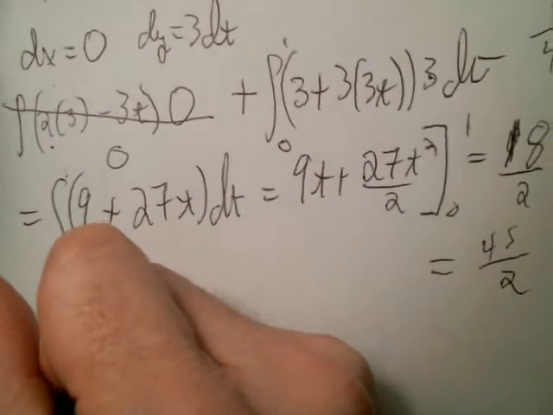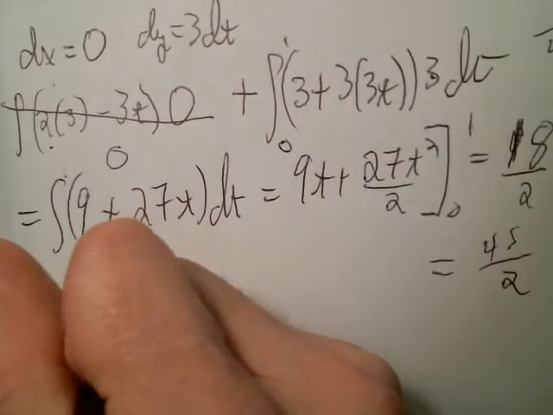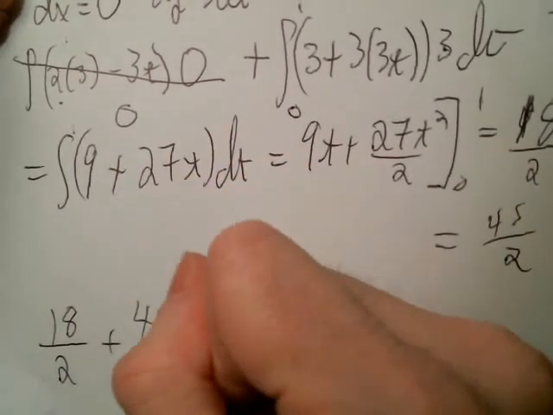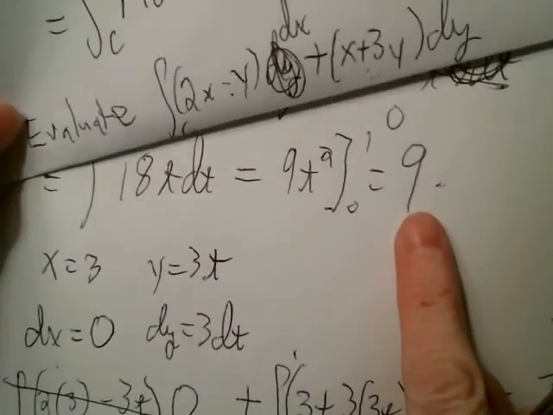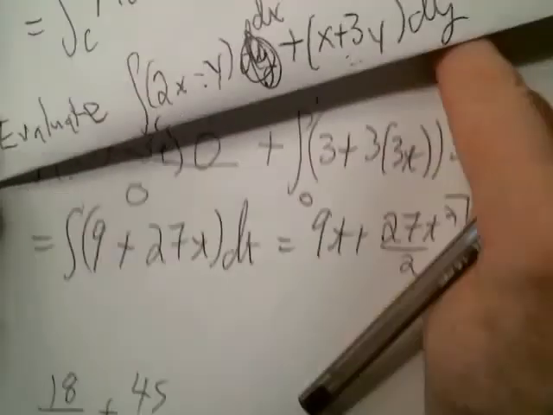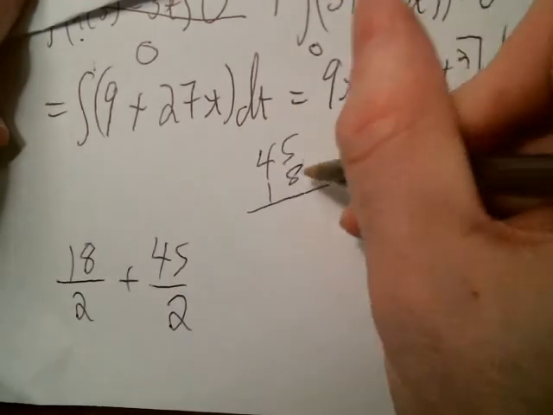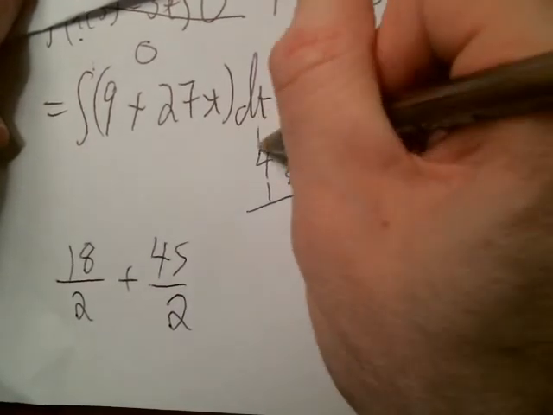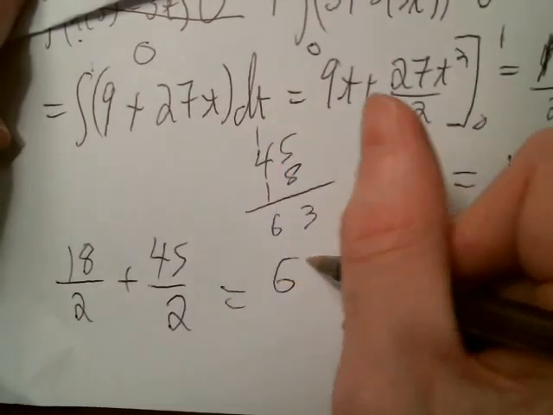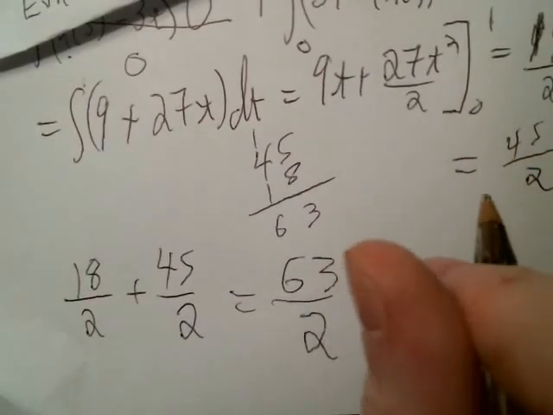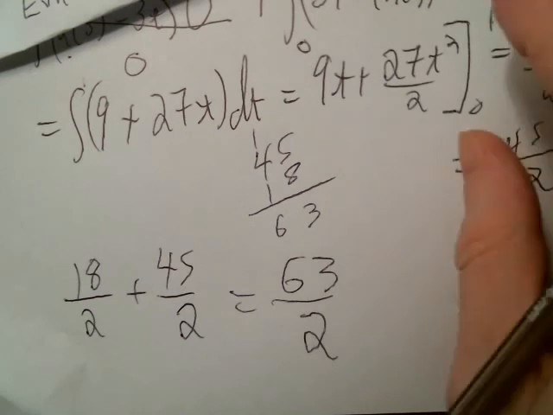Okay, and then I have to add that to the other one. So the total answer would be 18 halves plus 45 halves, because I had a 9 from the other answer. 9 is the same as 18 halves. Okay, plus 45 halves. So 45 plus 18 is 63 halves. Okay.